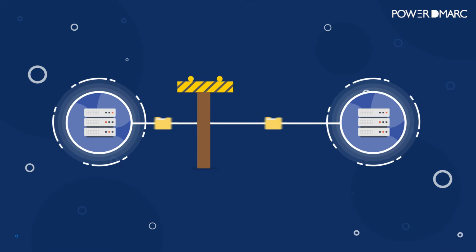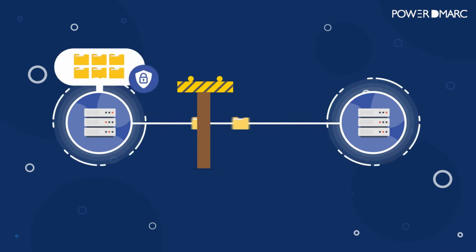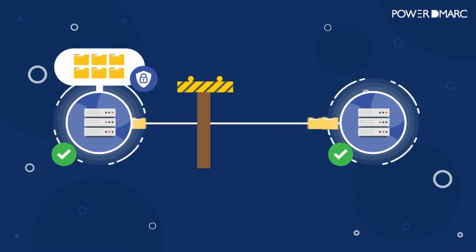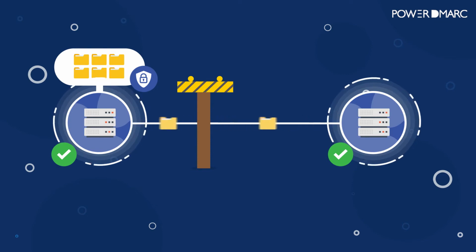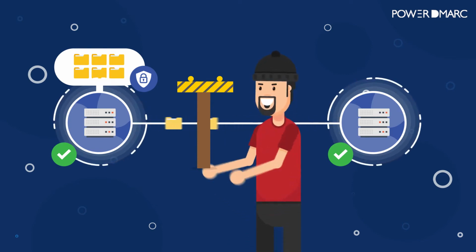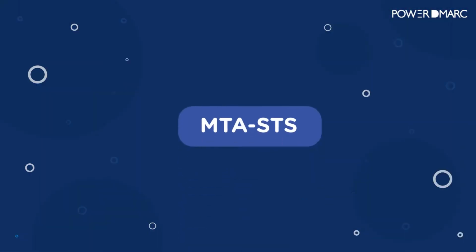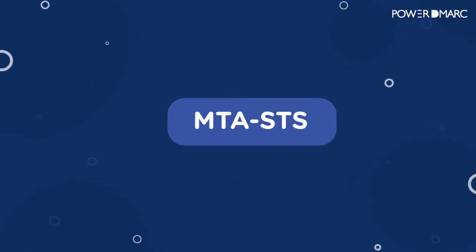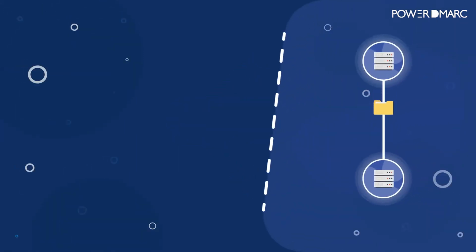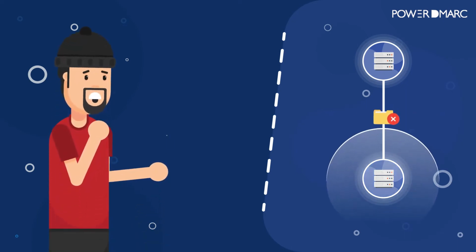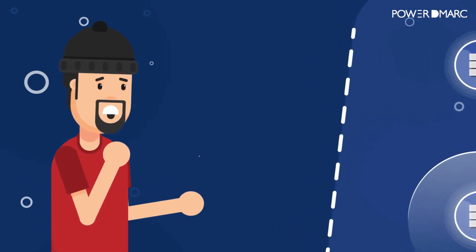But what if we could tell all the email servers that TLS encryption was absolutely necessary for emails sent to your domain? This would mean that if an attacker tried to stop your email from being encrypted, your server would simply refuse to send it. You can do this by deploying a protocol called MTA-STS, which you can learn about in our other videos. If all your servers just say no to sending unencrypted email, there's no way for an attacker to access your sensitive data in the first place.